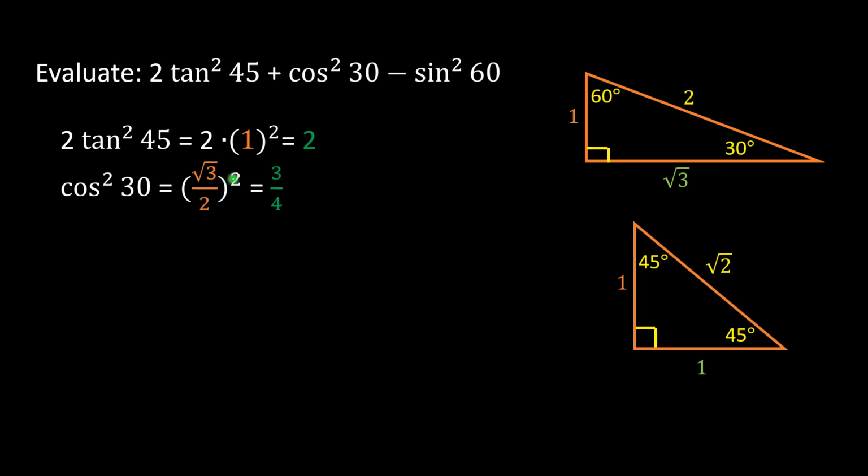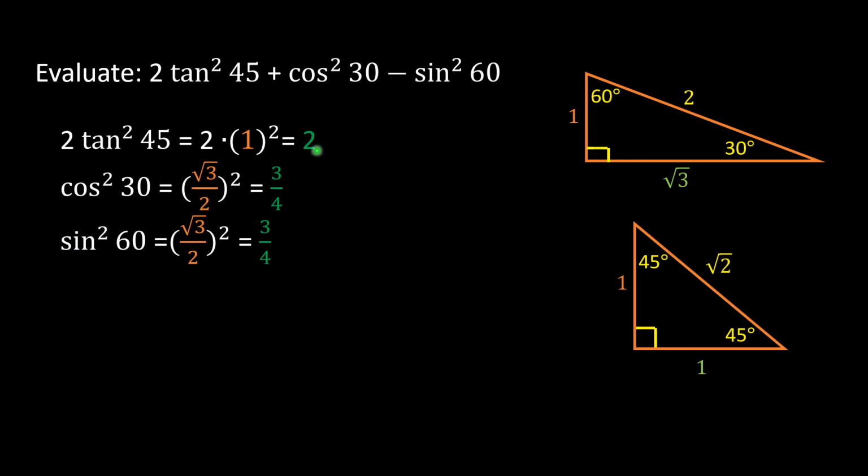Root 3 squared will be 3, 2 squared will be 4. So cos square 30 will be 3 divided by 4. Sin square 60 will be root 3 divided by 2 whole square. Sin 60 will be root 3 divided by 2. Root 3 squared will be 3, 2 squared will be 4. So sin square 60 will be 3 divided by 4.